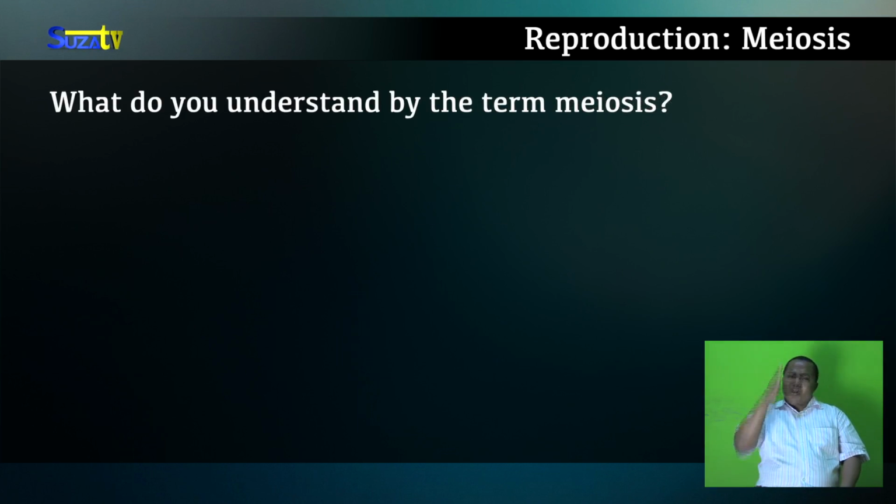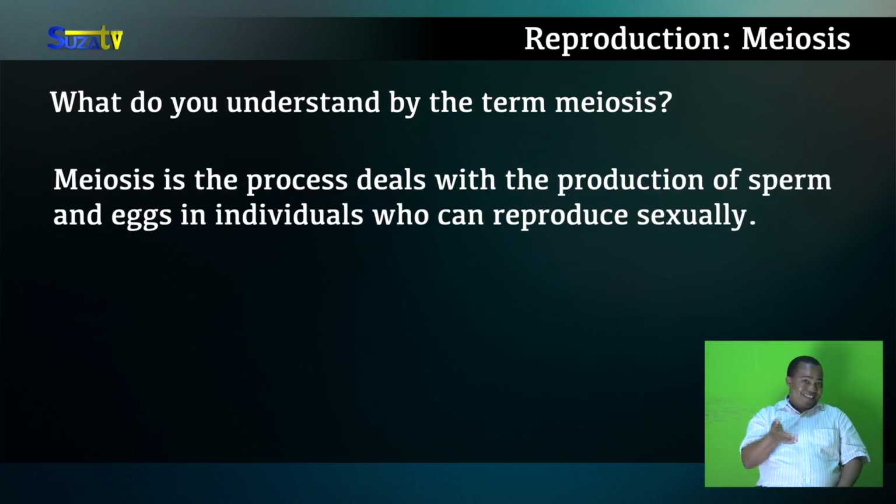What do you understand by the term meiosis? Can you tell me the meaning of this word, please? Yes, Hajara. Try. Nice one. Can we clap two for Hajra, please? Good. Thus, meiosis is the process that deals with the production of sperms and eggs in individuals who can reproduce sexually.